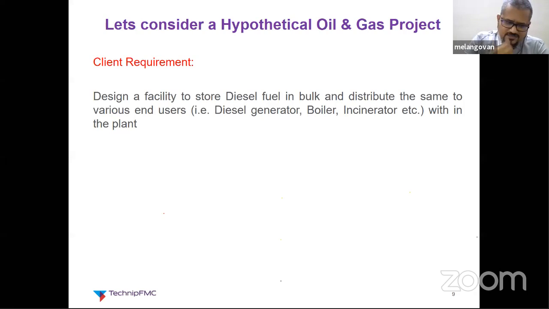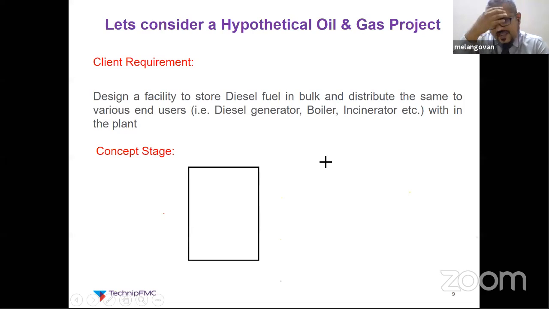Once this requirement comes into any EPC company, the first person getting into the job is a process engineer. You need to speak to the client, assess the requirement, and come up with the very basic things. So now we are entering the concept phase. The client is asking for storage, so typically we need a storage tank for the diesel, and it is going to be distributed to multiple end users. End users may be distributed across the plot plan at different locations.